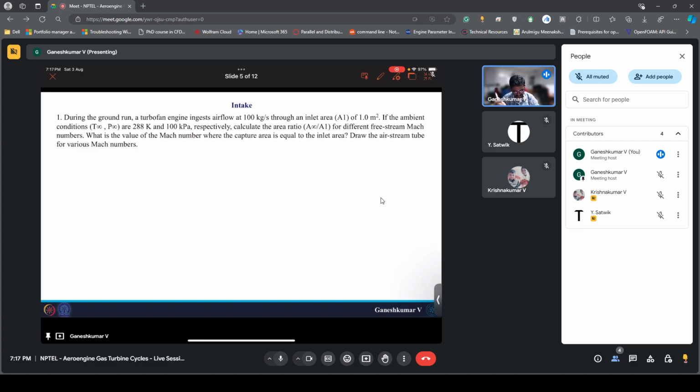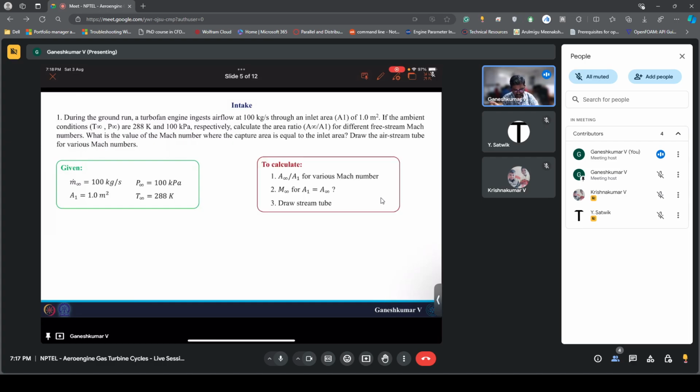So this would be interesting. We will see how it is done. So these are the given data that we have. M infinity is given, the area of the intake is given, and the free stream conditions are given. What we need to calculate is A infinity by A1 for various Mach numbers, and we need to find out at what Mach number the capture area and the inlet area are the same. That is the second one, and the third one is to draw the stream tube. So we are going to use the capture area equation to get this. You just need to divide it by A1.